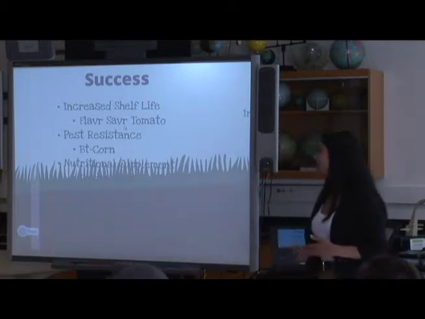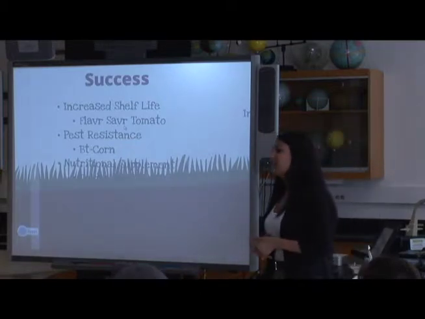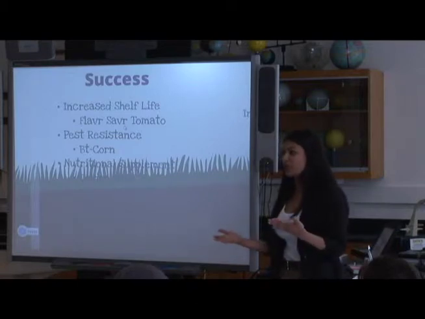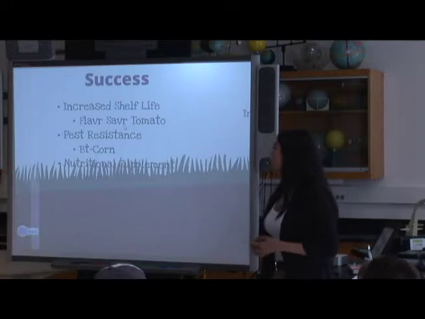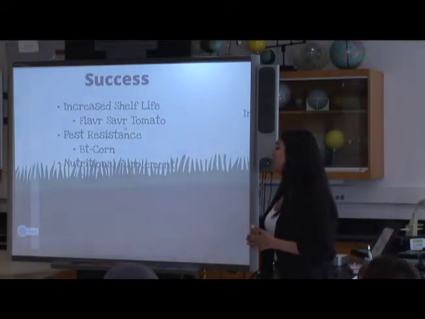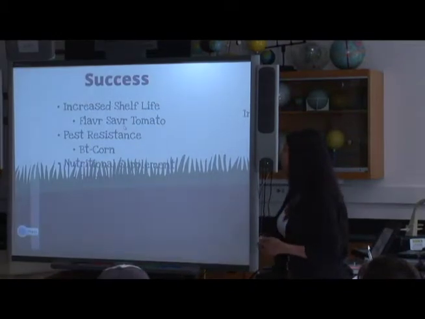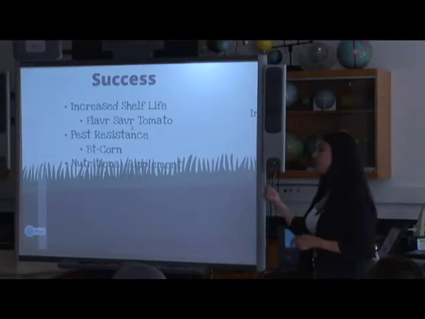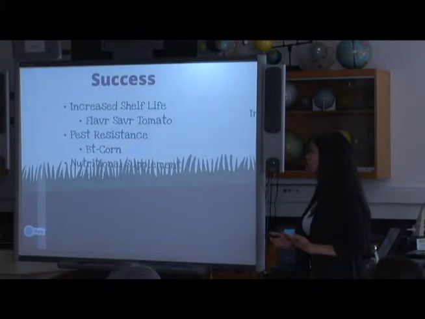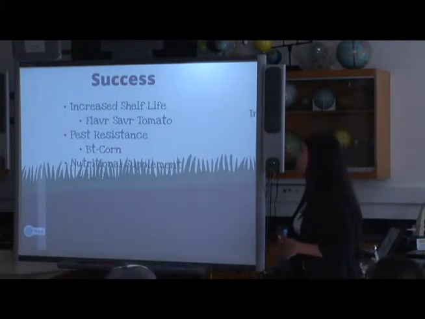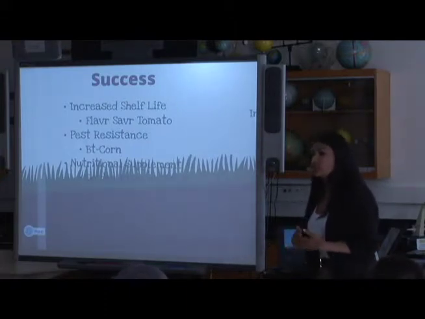Another thing that has been done is creating BT corn. And I'm sure some of you have heard about BT corn before. What they did was they isolated a gene that was only toxic to caterpillars. So when caterpillars ate the corn, they died. But when humans consume it, it doesn't harm them in any way. So this decreased the need for fertilizer when growing corn.